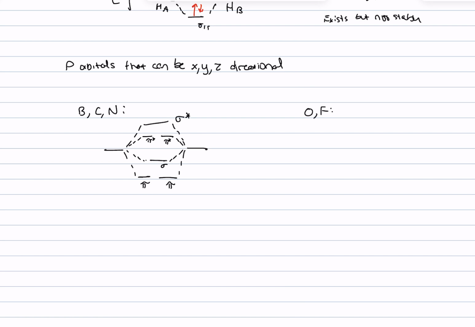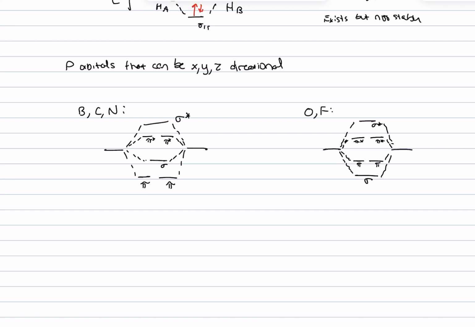But for O and F, it would be the normal assumed setup, and so it would be sigma star, then pi star, and pi star, followed by pi, and then sigma at the bottom. So if it's homonuclear diatomic, and so it's 2 atoms that are of the same type, it's simple.